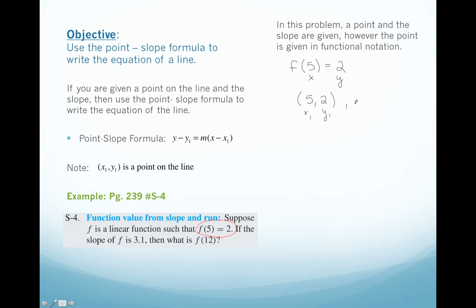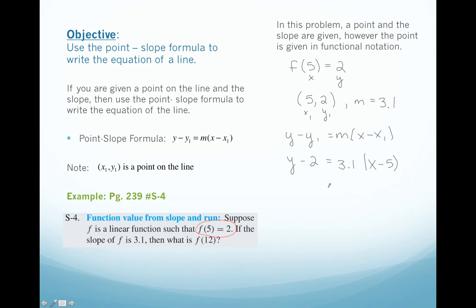We're also told that the slope of this line is 3.1. So notice that you now have a point and a slope, and anytime you have a point and a slope, to write the equation of a line, we can just substitute into the point-slope formula. So let me rewrite that formula down here. And then all we would have to do is substitute in our values. So y sub 1 is 2, our slope is 3.1, and our x sub 1 is 5.